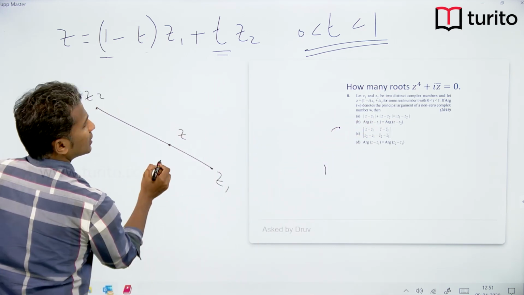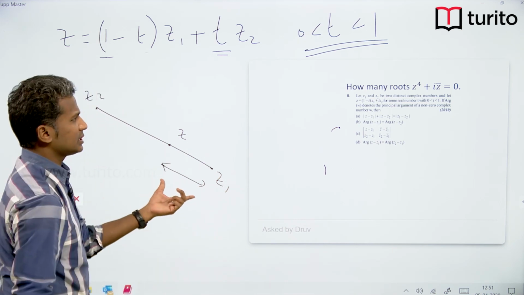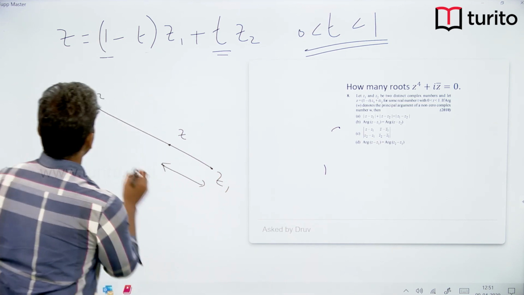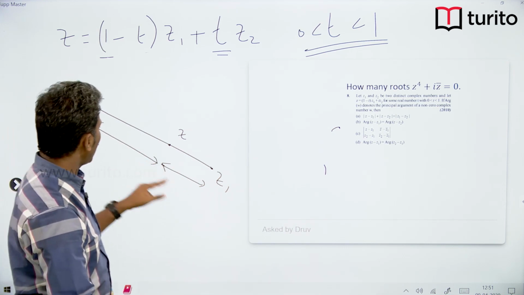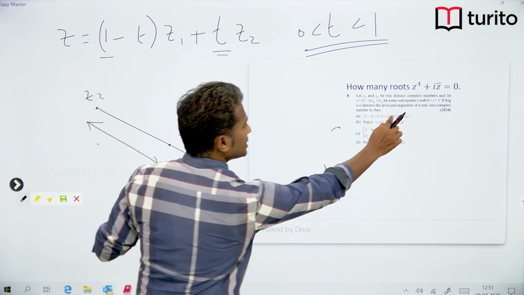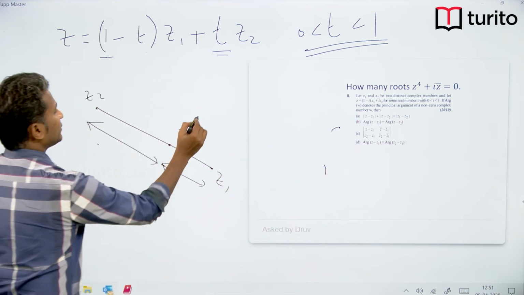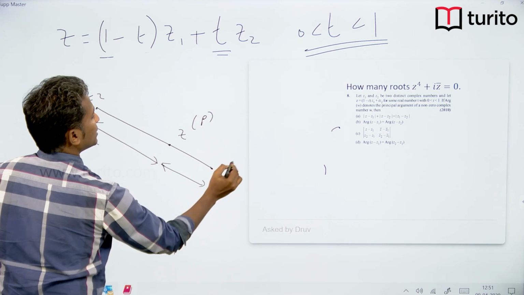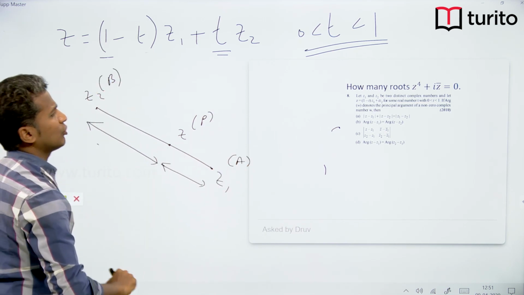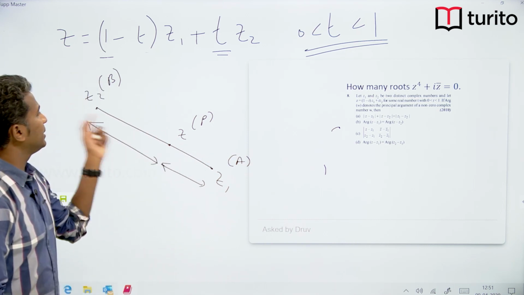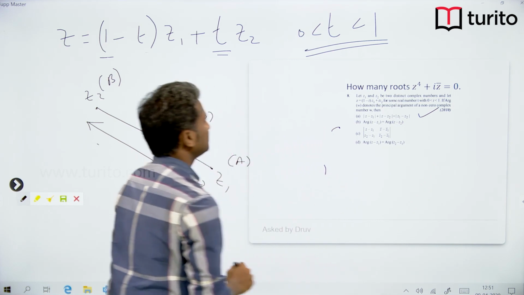First option is modulus of z minus z1, that means this distance, and modulus of z minus z2, that means this distance. If we add these two distances, we should get modulus of z1 minus z2. That is possible here. If I take this as P, this as A, and this as B, the first option is basically PA plus PB equal to AB, which is satisfied. So, the first option is right.